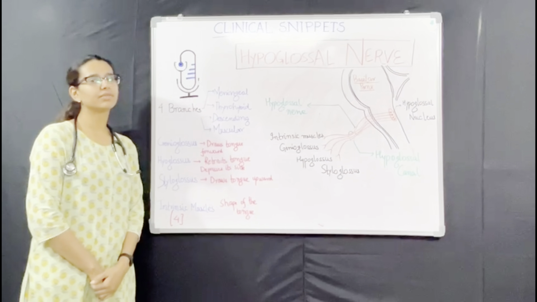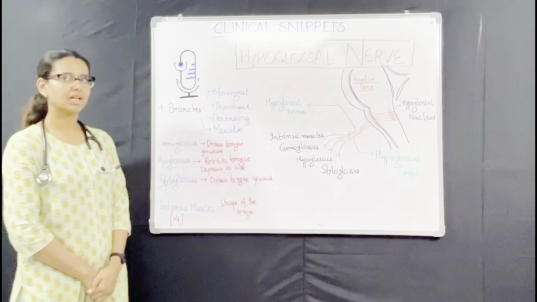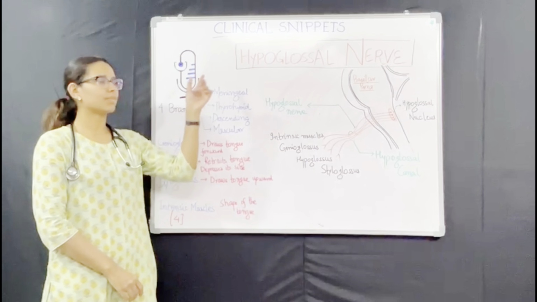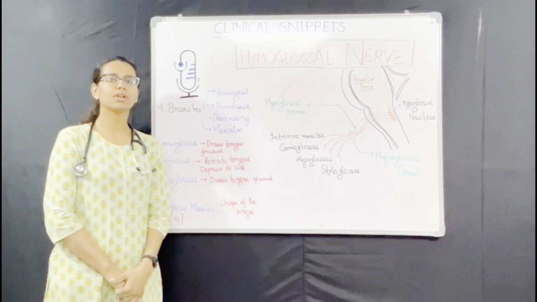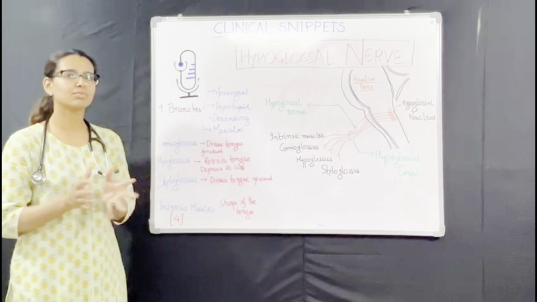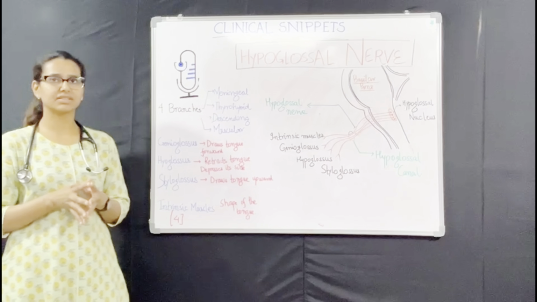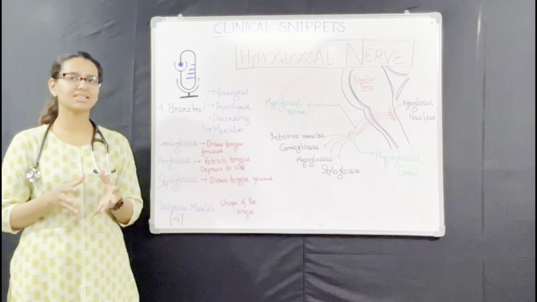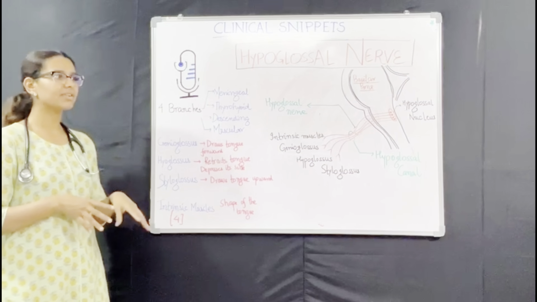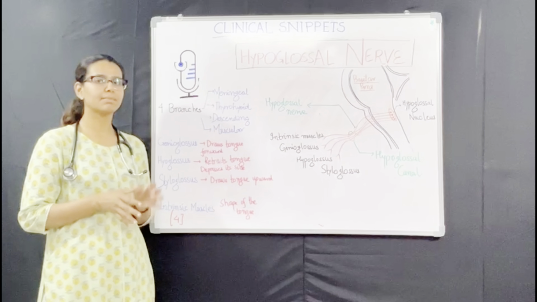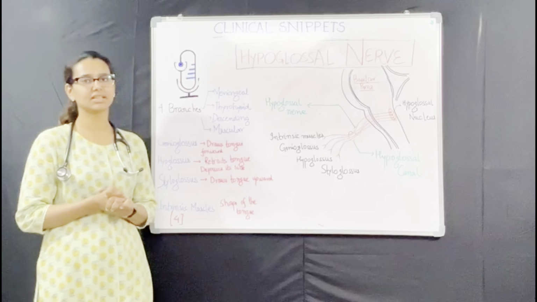Hello everyone, today we are going to study the 12th cranial nerve. The 12th cranial nerve is the hypoglossal nerve. It's a purely motor nerve and functions as a somatic motor nerve to supply the muscles, the intrinsic and the extrinsic muscles of the tongue. It innervates all of them except the palatoglossus, which is supplied by the 10th cranial nerve.